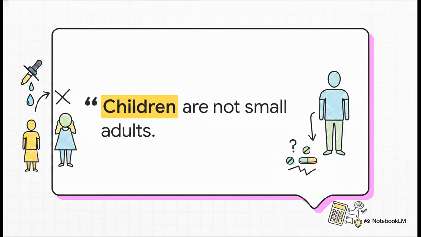Children are not small adults. I know, it sounds incredibly obvious, right? But this one simple phrase actually anchors literally everything we do in pediatric pharmacotherapy. You absolutely cannot just take an adult dose of a medication and shrink it down linearly based on a kid's size. If you do that, you are risking catastrophic toxicity, or on the flip side, complete therapeutic failure.